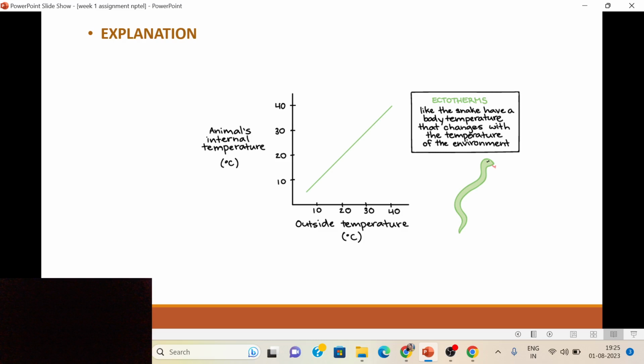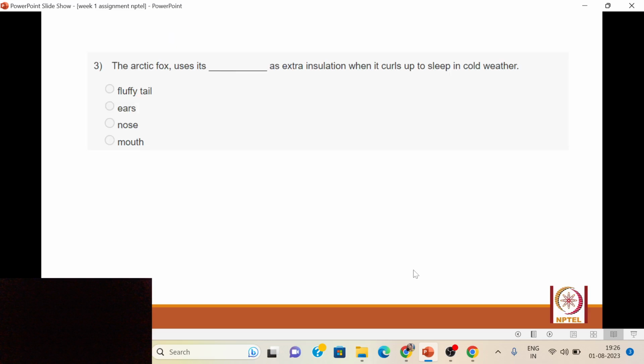Those are called ectotherms. And what is the opposite of ectotherms? Those are endotherms, which maintain their body temperature and do not change the temperature continuously according to the outside temperature. Like human beings are endotherms, right? Not ectotherms. Okay, so we'll move on to the next question.